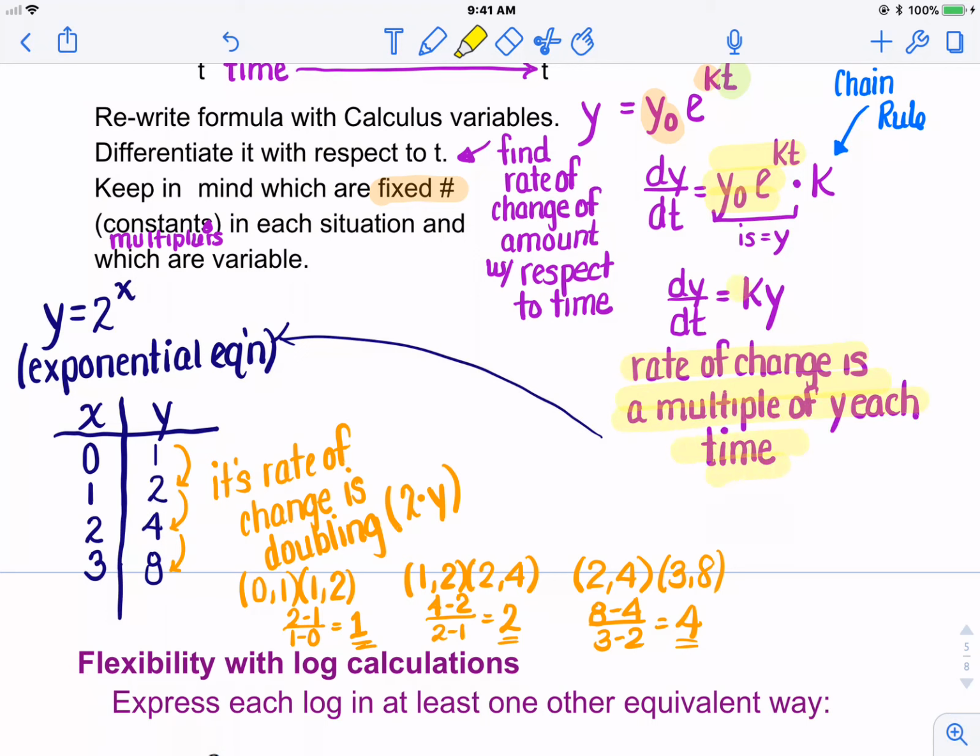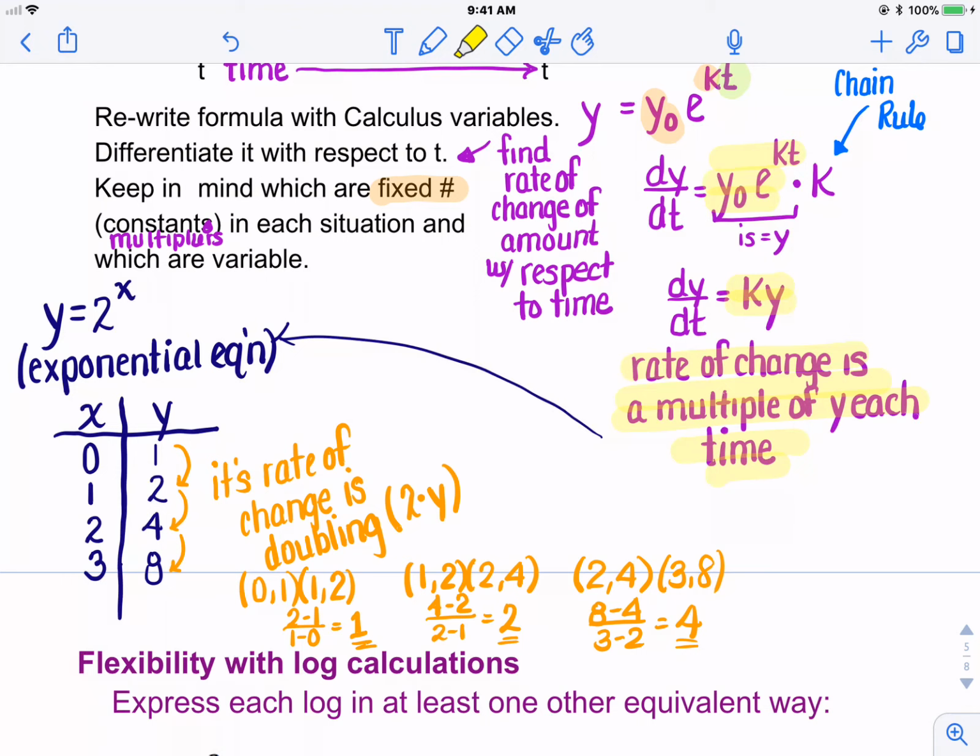This is telling us, after you switch notation, that the rate of change for this exponential growth is a multiplier on the y value all the time. But it's the same multiplier on the y value each time.